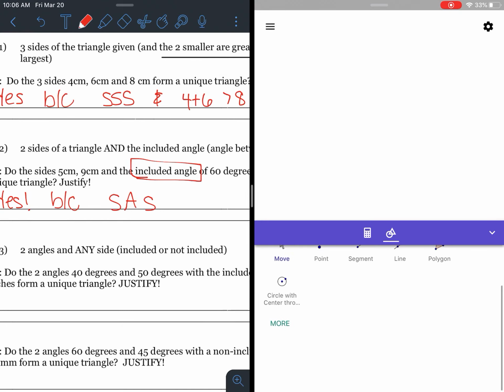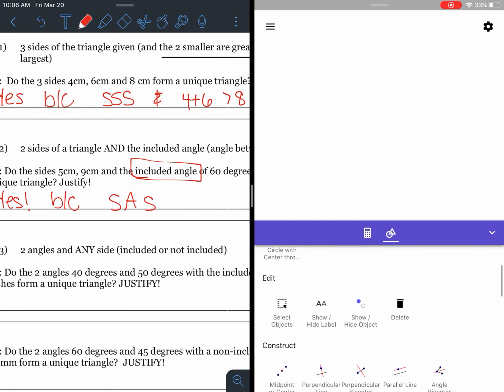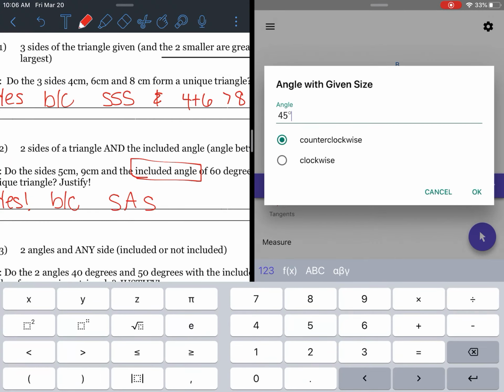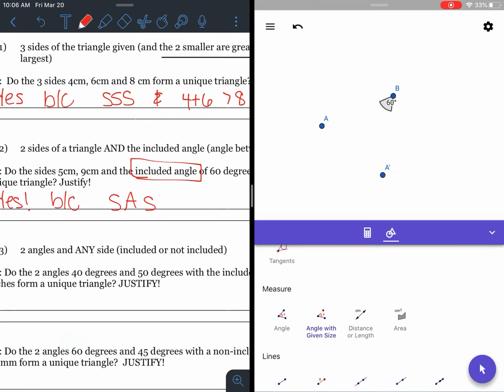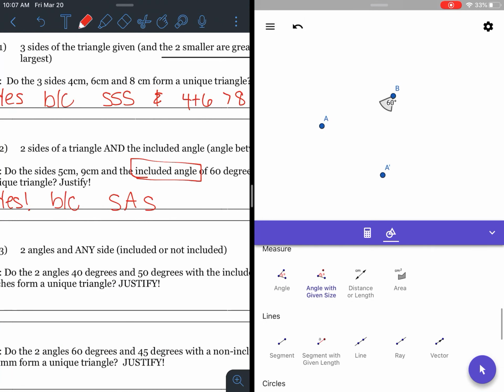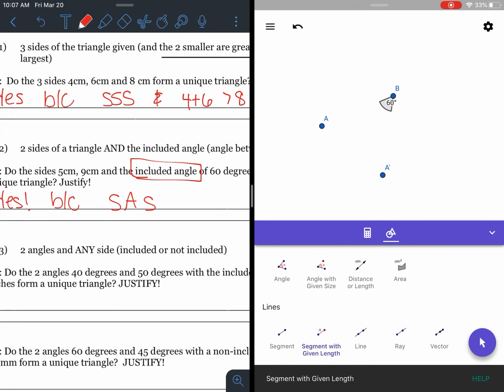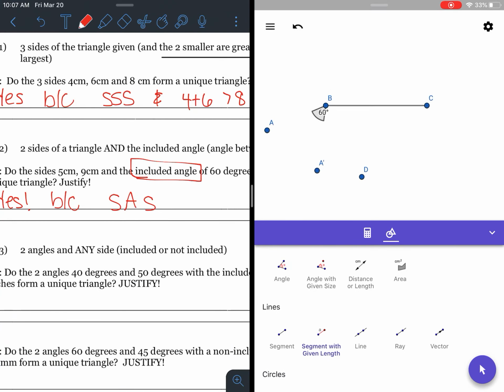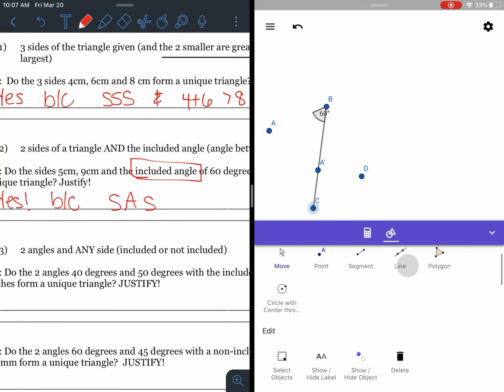And here's why. Again, for this part, the best we can do is just watch. I have an included angle, so I'm going to draw an angle that's 60 degrees. The sides on either side of that are 5 and 9. So I'm going to draw one that's 5, and it can't go out there because that's not where my angle goes. I need to take this and line it up with one side of that angle.